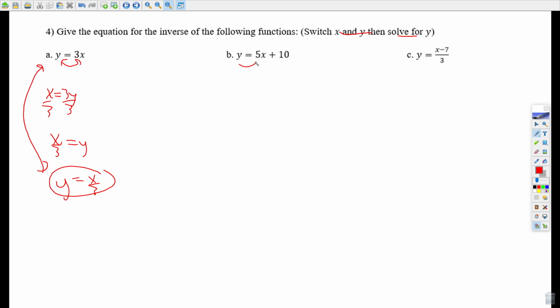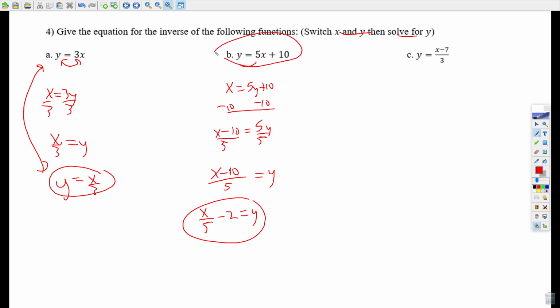How about b? You'd switch the x and the y, so we get x equals 5y plus 10. Solve for y, minus 10 on both sides. x minus 10 equals 5y. Divide both sides by 5. So x minus 10 over 5 would equal y. You could go a little bit further with this. If you divide them both by 5, you can make x over 5 minus 10 divided by 5, which is 2. So this would be the same thing as this, as an inverse. These are inverses, right?